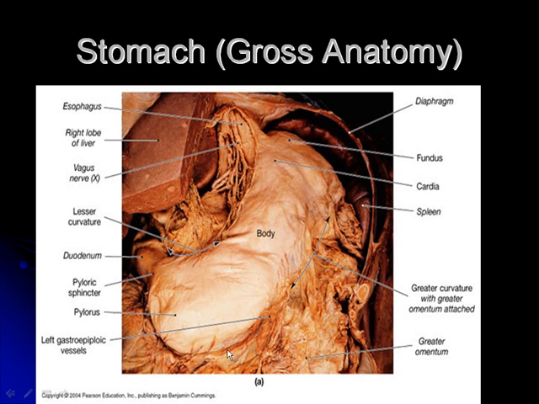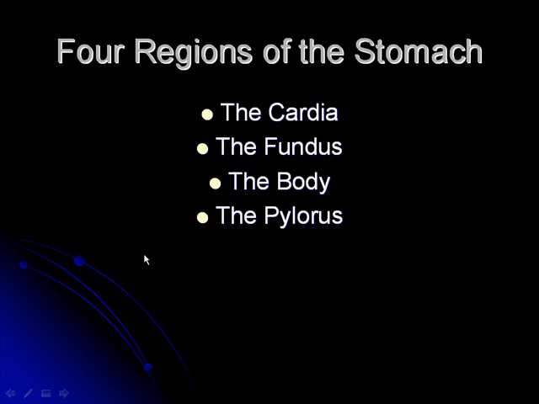The gastroepiploic vessels, which provide blood supply. The pylorus and the pyloric antrum of the stomach. The sphincter, and then the first portion of the small intestine, which is referred to as the duodenum, located there.